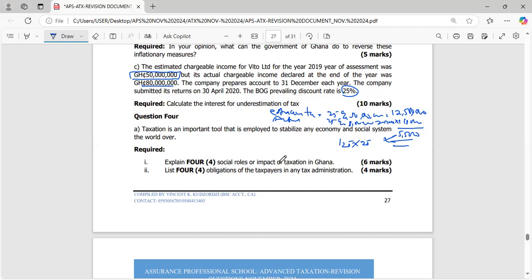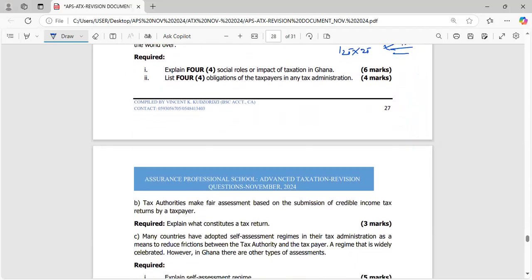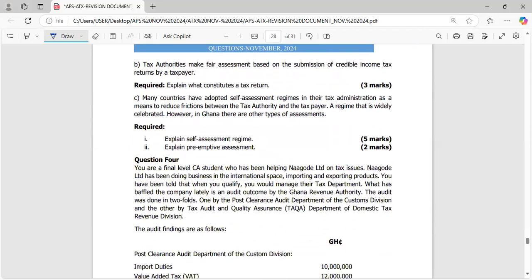Obligations of taxpayers. What are the obligations of taxpayers? To register with GRA, to file tax returns, to disclose their income honestly, to present financial statements, they should keep proper books of accounts, and they should pay tax on the due date. These small ones are the ones you use to pass the exam.